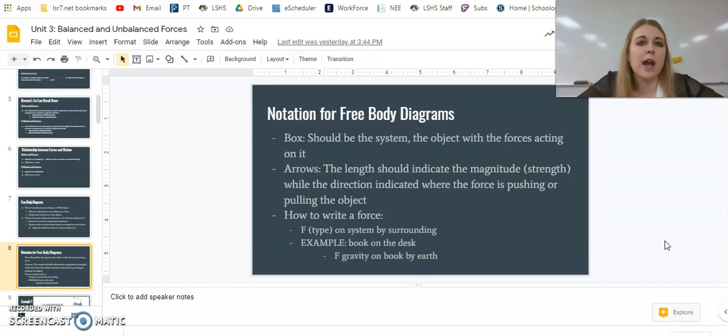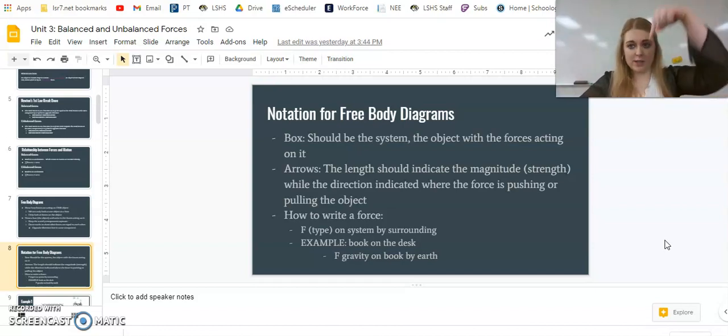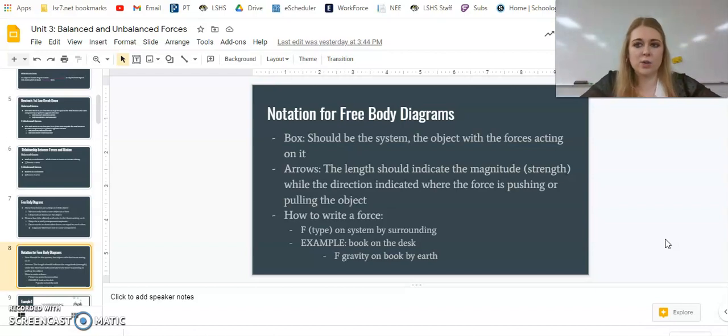One thing that we'll look at is gravity. Gravity pulls objects down, so we would have a gravity force arrow that goes down like this. That's how those arrows are going to work. We do have a certain way we write it: F-type on a system by surrounding. That sounds a little strange, but once you get used to it, it's not too bad.